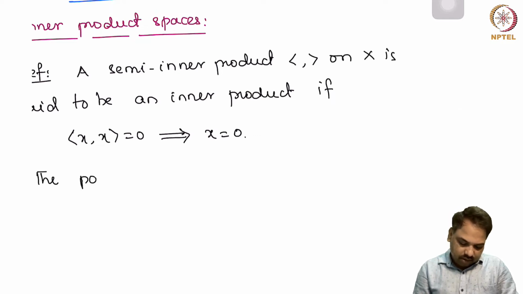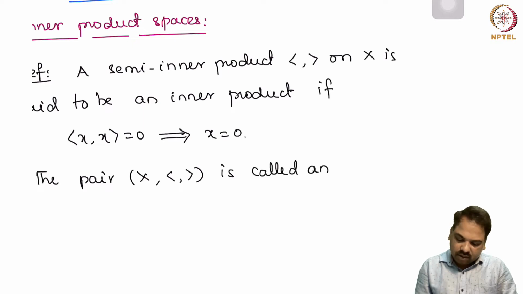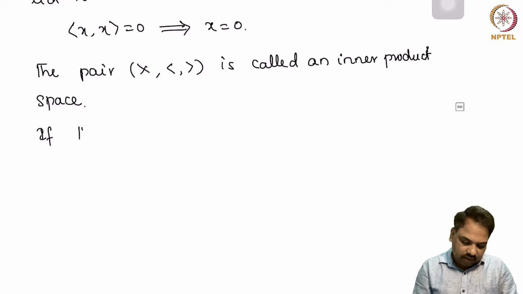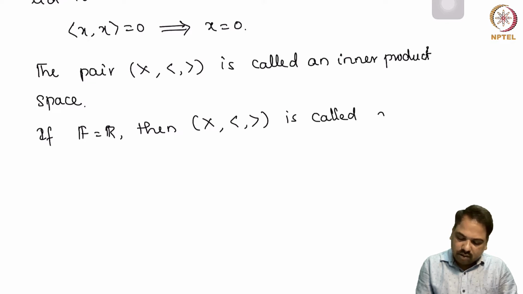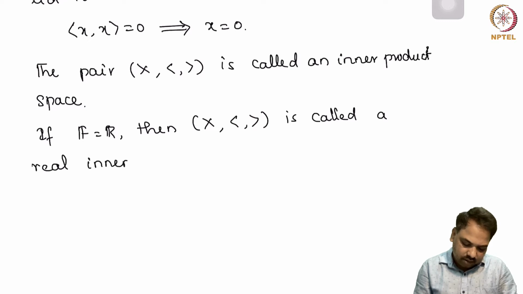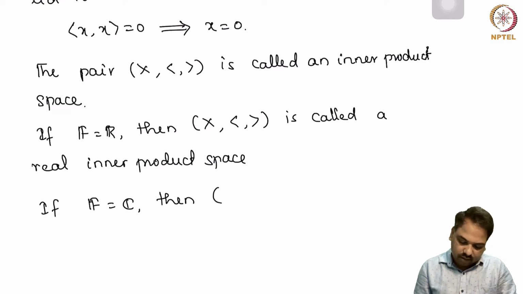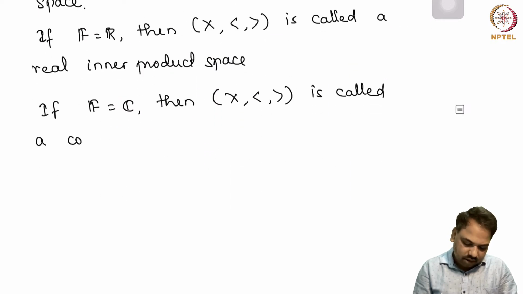The pair X with the inner product is called an inner product space. If the field is R, then it is called a real inner product space. If the field is the complex plane, then this is called a complex inner product space.